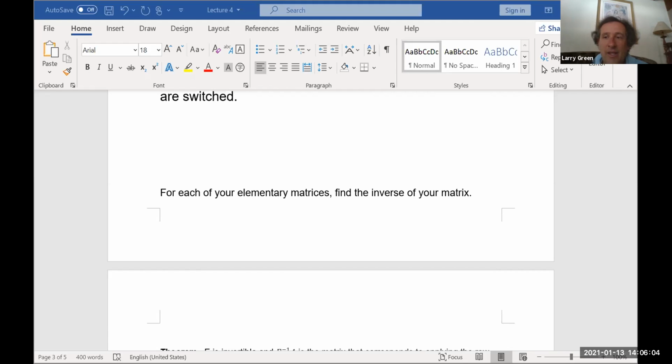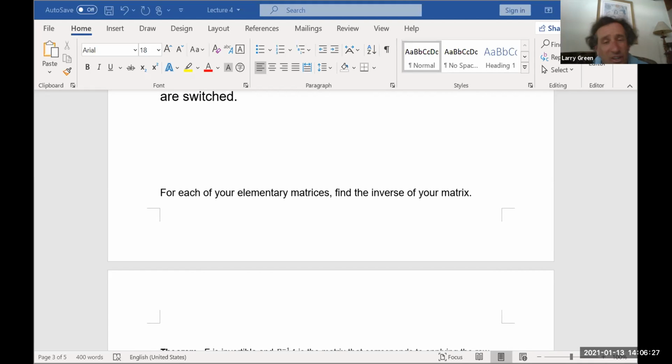and an inverse is doing the function backwards, right? So if you switch two rows backwards, what are you doing? You're switching the same two rows. The way you unswitch two rows is you switch those rows again, right? Okay, so you should get the same thing for E1.